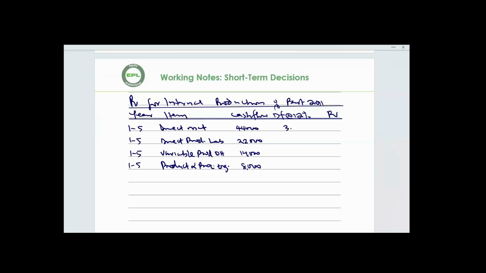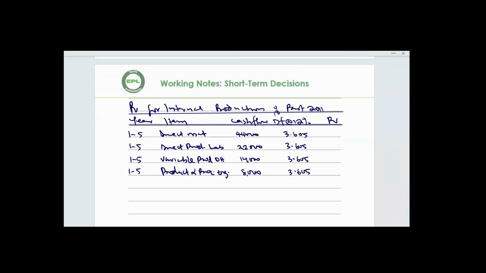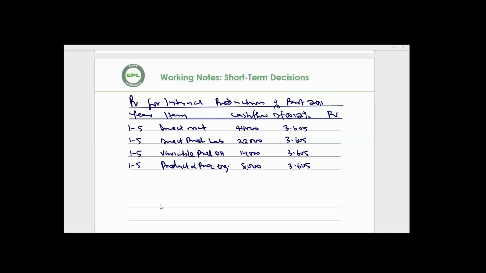So here is 3.605, the annuity factor. You multiply 44,000 by 3.605. That's 158,620. Then the next one, 79,310.